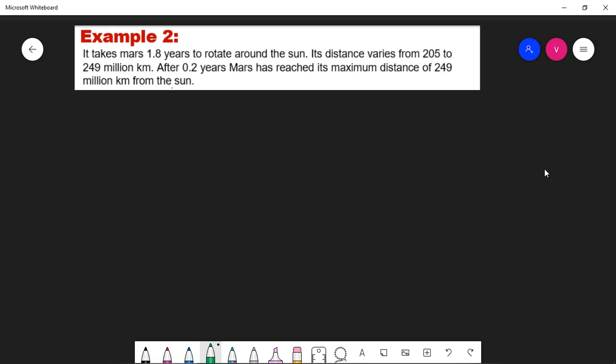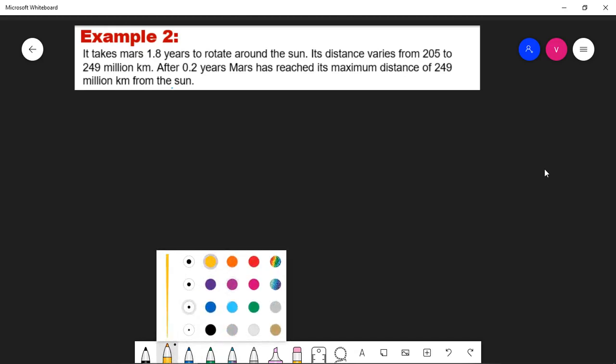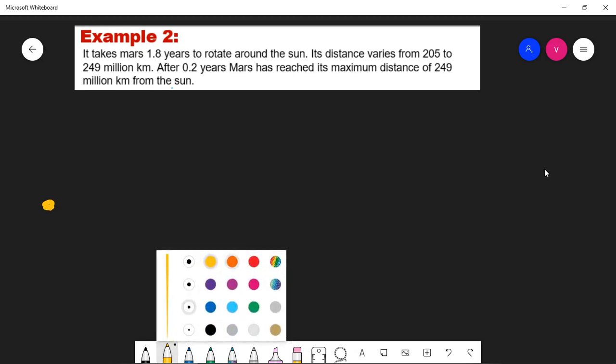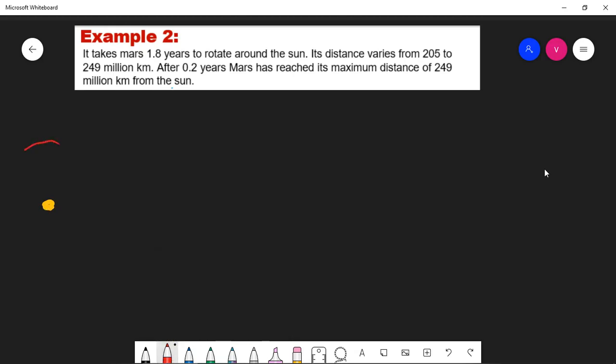Okay, so let's see if I can draw this. Here's the sun. Again, we have rotation going around here, and here is Mars rotating around the sun. It's kind of a wonky rotation there, okay? So its distance varies, so you have to think of maybe more an elliptical motion. Sometimes it's closer, sometimes it's farther.